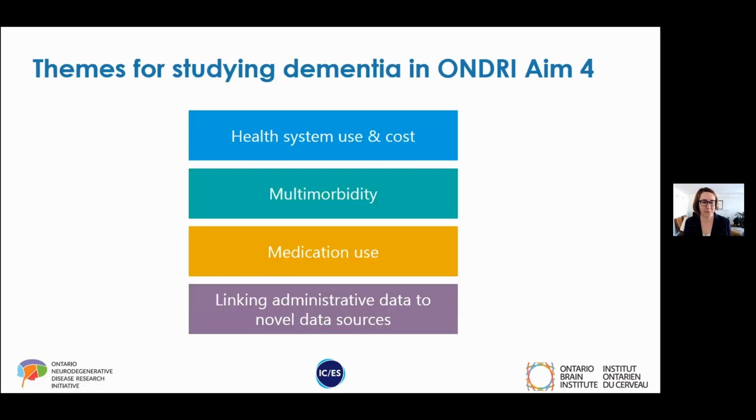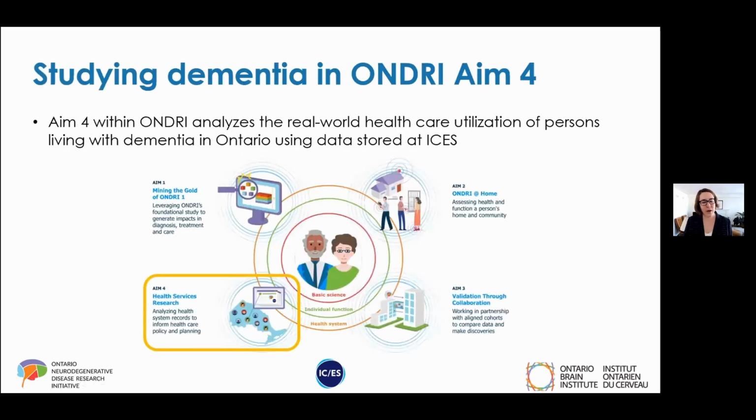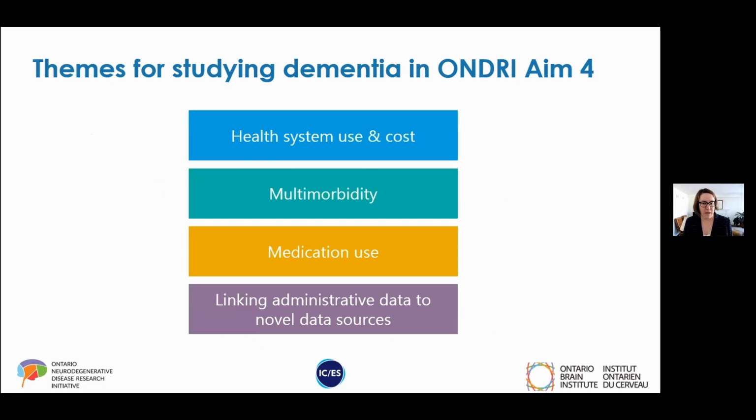Next slide, please, Laura. Oh, back one, yeah. So I think you saw Mario present this schematic earlier in terms of the different aims of ONDRI. And so we connect in with aim 4, which is here in the bottom left. And we're really focused on analyzing the health system records to inform healthcare policy and planning. In consultation with members of ONDRI's patient and health partner community, we identified some key themes where we wanted to anchor our ONDRI Aim 4 research.